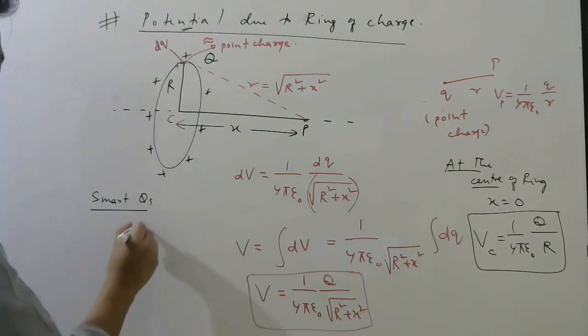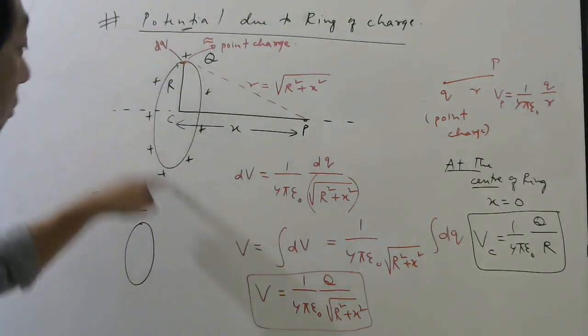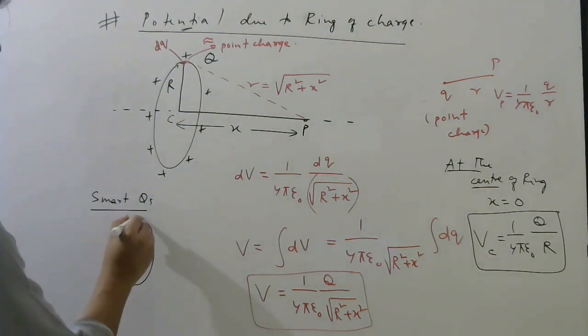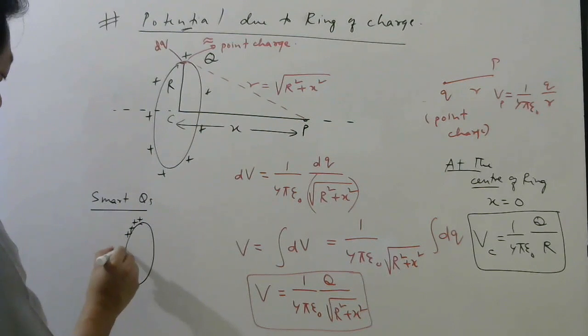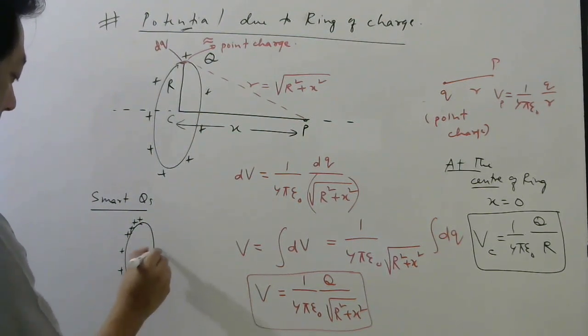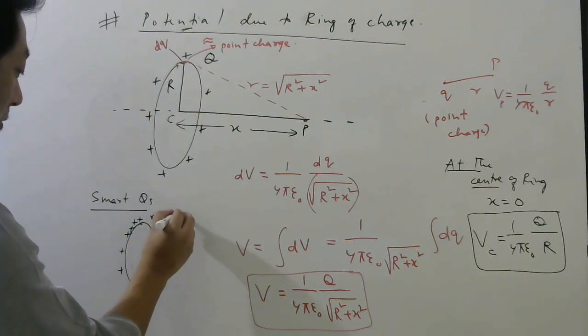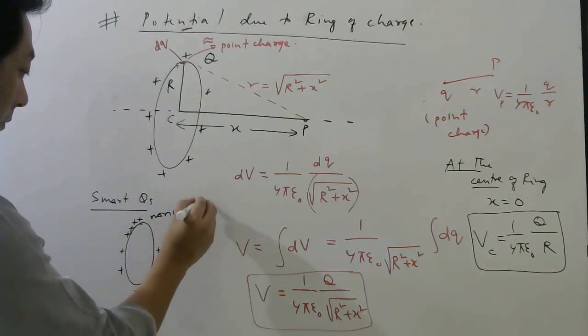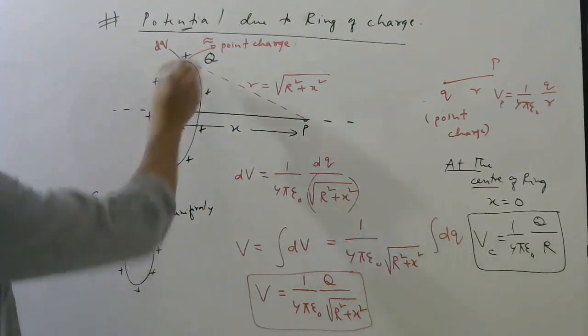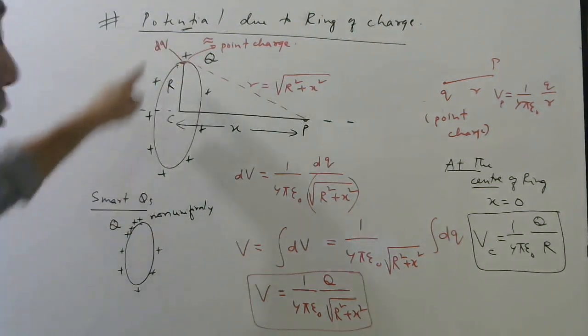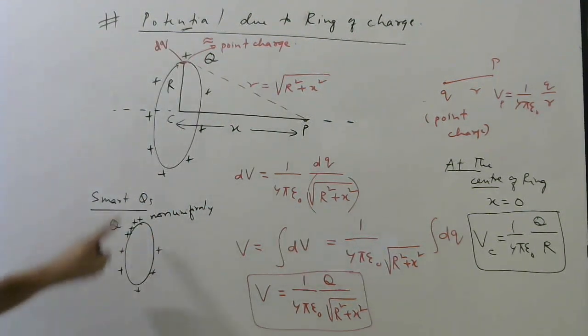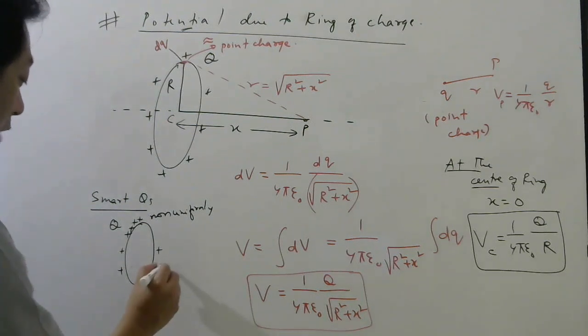Suppose I say this charge is not uniformly distributed. Suppose it is non-uniformly distributed, like this. Non-uniform distribution. Total charge is Q. Here also it was Q. Here I have distributed uniformly. Here I distributed non-uniformly. What will be the potential?